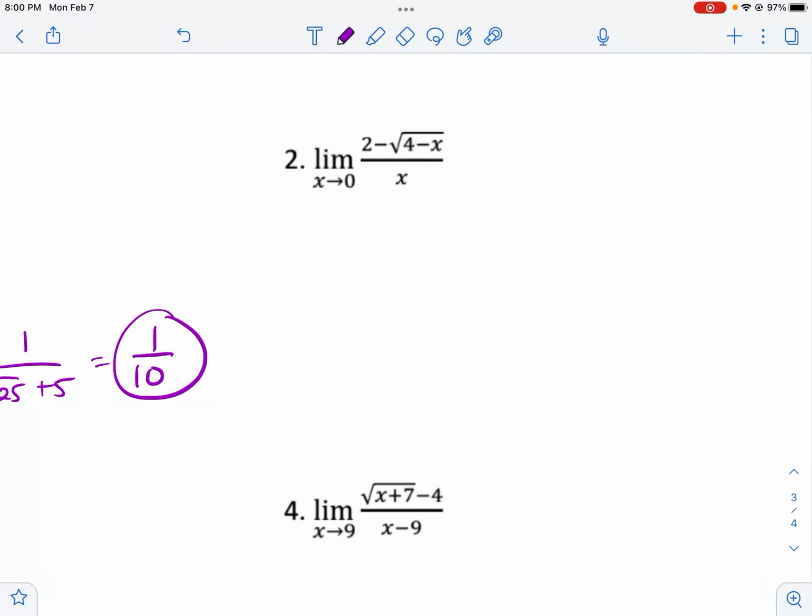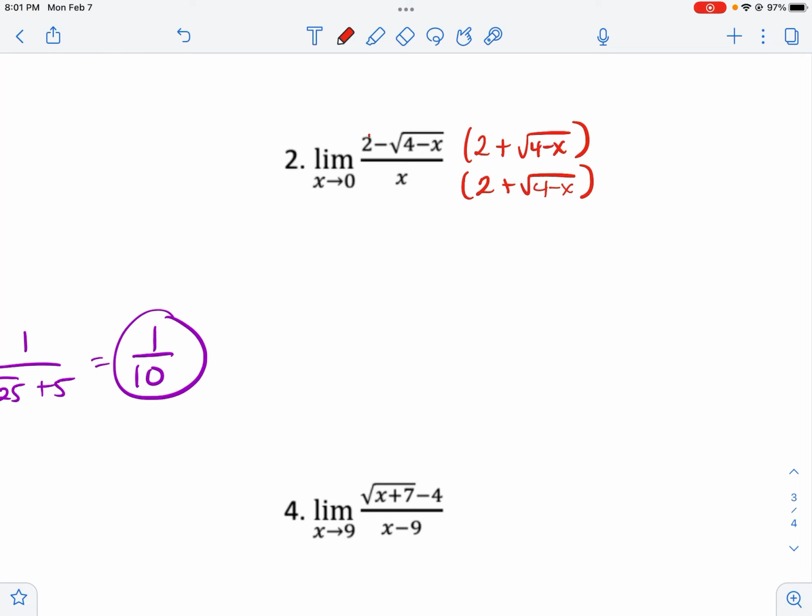Okay, brief interruption. Again, in the next one, number 2, if I plug the 0 in right now, the way that it is, it would be undefined. There's a radical on top, so we're going to get the conjugate of the top and multiply both the bottom and top by that conjugate to manipulate the function. Make it 2 plus the same radical, 4 minus x. Okay, same thing on bottom.